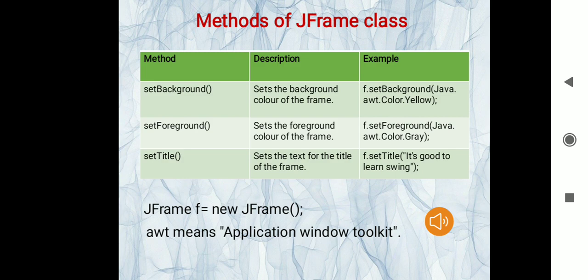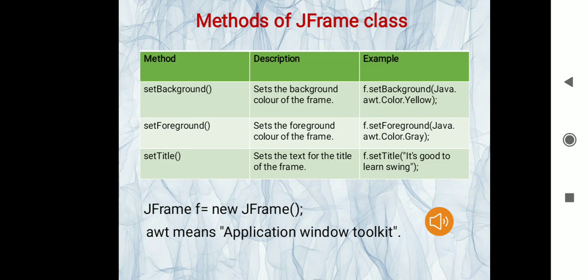Similarly, the second method is setForeground, which sets the foreground color of the frame. And if you want the foreground color to be gray, then simply write the statement as f.setForeground, then within brackets write java.awt.Color.gray. Now keep in mind that AWT means Abstract Window Toolkit.